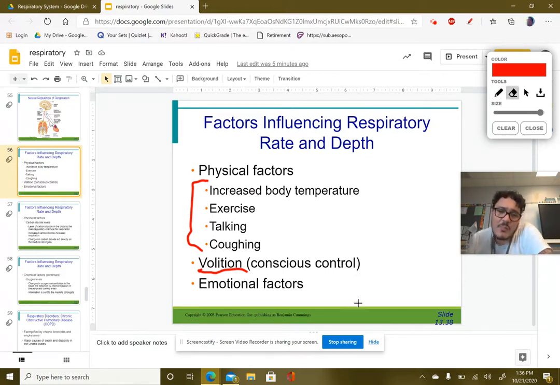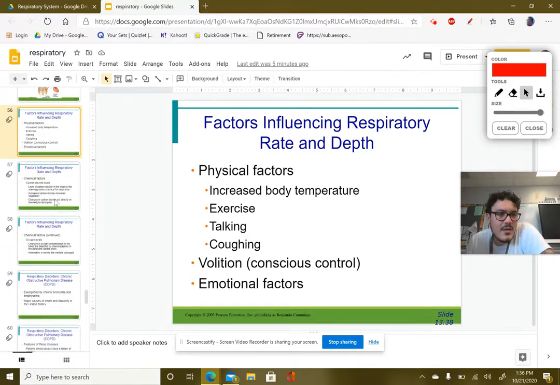Finally, emotional factors. There are a number of different emotional factors that can affect this as well. We talked about this in a previous video, crying and laughter. Those are different ranges of emotion, right? So the various ranges of emotion that our body experiences can cause your breathing rate to be affected.